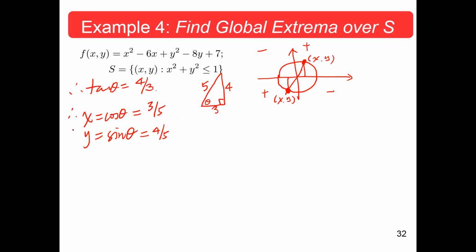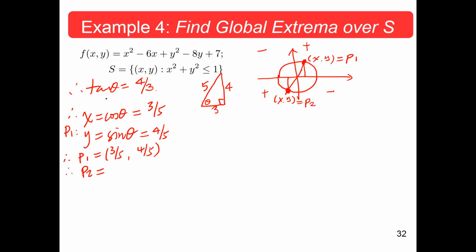This point, because that's in quadrant 1. Okay, so let's call this point P1. This is the first point that may give you a minimum or maximum over the boundary points. So P1 is going to be 3/5 and 4/5. And according to our graph, there should be another point, which is in the 3rd quadrant here. P2.